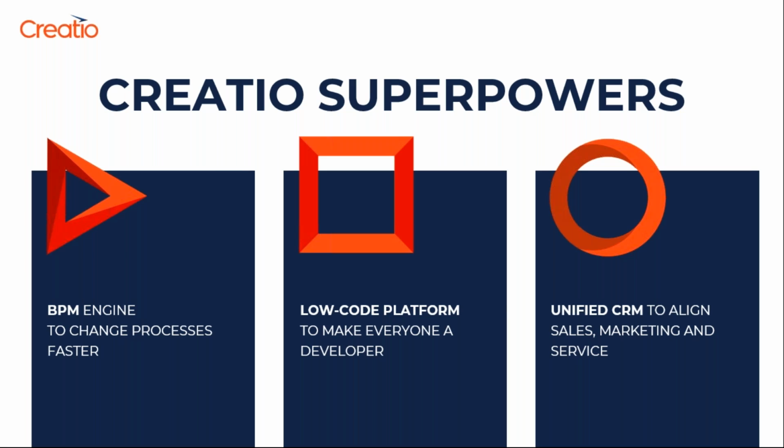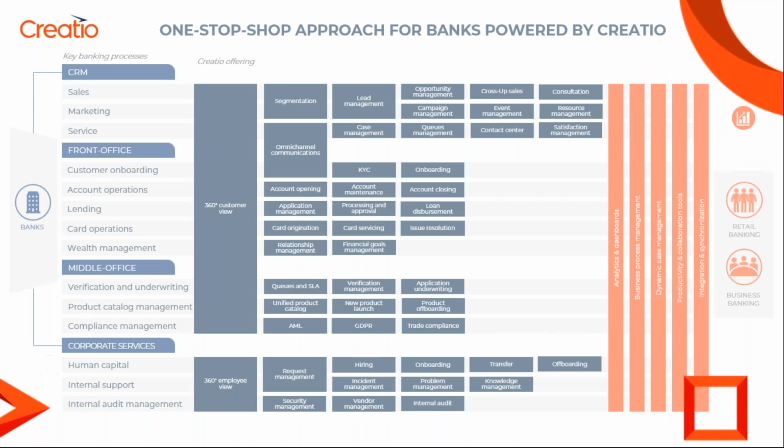And this goes back to our superpowers that we've been highlighting for quite some time now, and that is bringing in three different technologies: a business process engine, supplemented with a low code platform using drag and drop functionality, and all sitting on the unified CRM, where sales, marketing, and service are all combined into a single platform. So a single solution, but one that can provide multiple benefits, right?